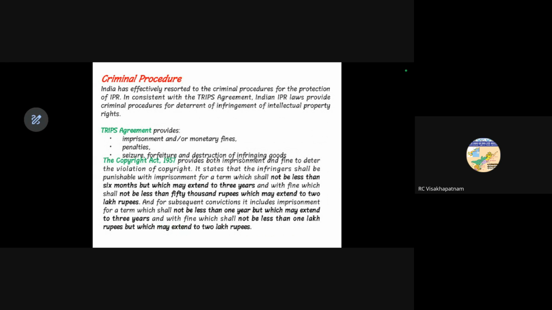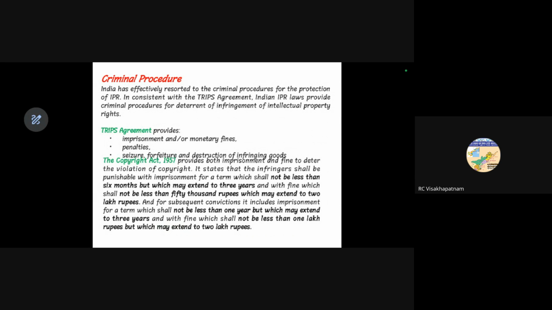What about criminal procedure? Basically, India has effectively resorted to criminal procedures for the protection of intellectual property rights. Based on the TRIPS agreement, Indian IPR laws also provide criminal procedures to deter infringement. The TRIPS agreement provides for imprisonment or monetary fines, penalties, and at the same time seizure, forfeiture, and destruction of infringing goods.